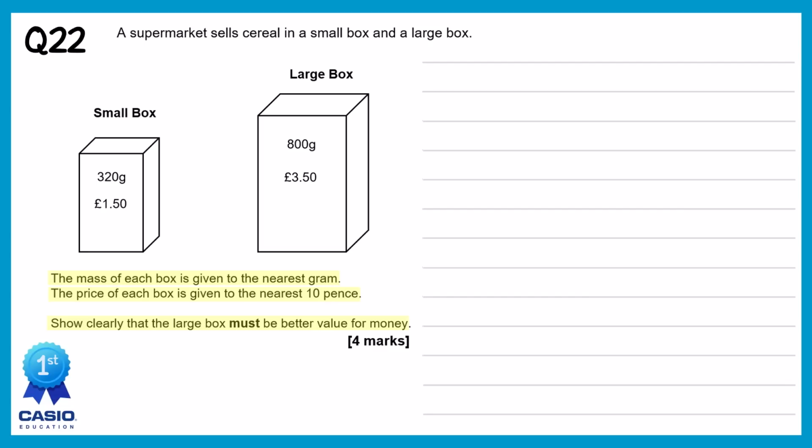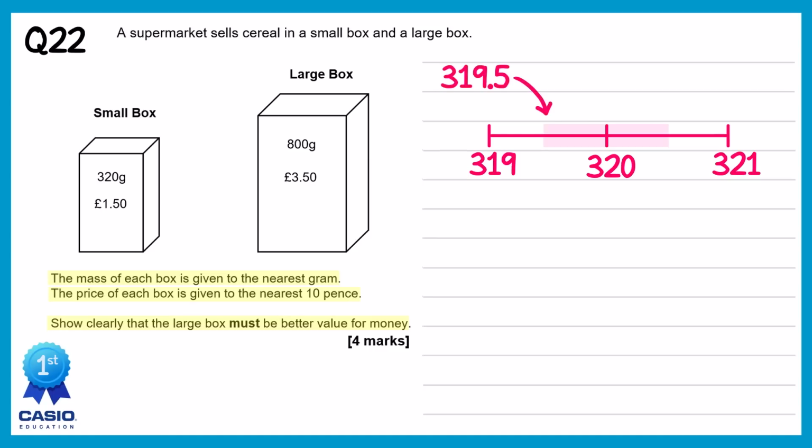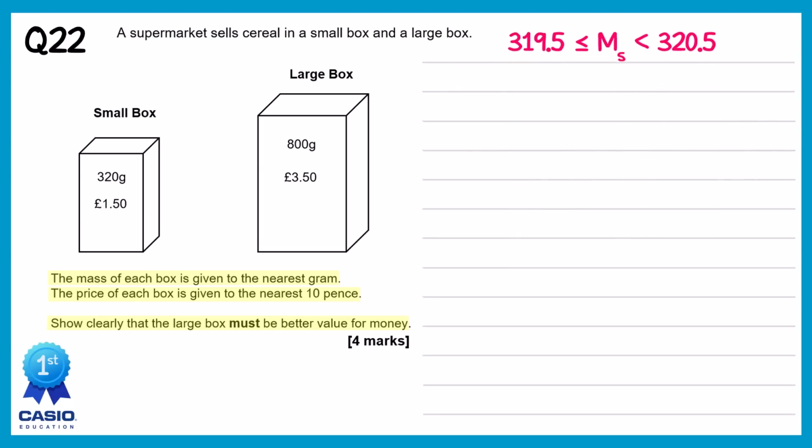Let's start with the mass of the small box, which is 320 grams. Since this value is given to the nearest gram, let's go a gram below and above 320, so 319 and 321. The error interval will then be halfway between these points, so 319.5 and 320.5. This means the mass of that small box must be in between 319.5 and 320.5. If you do the same sort of calculation for the large box, you'll find the mass of the large box is in between 799.5 and 800.5.